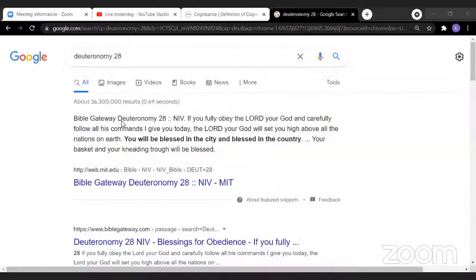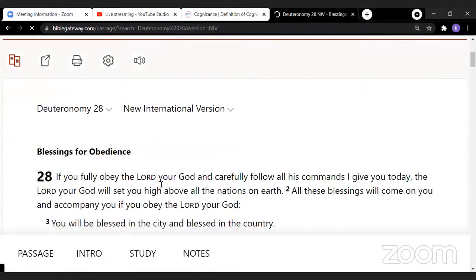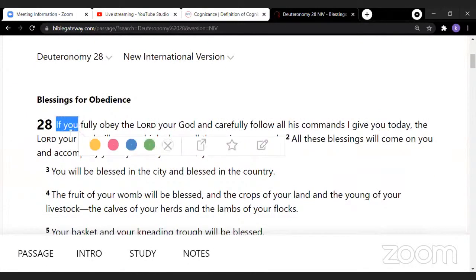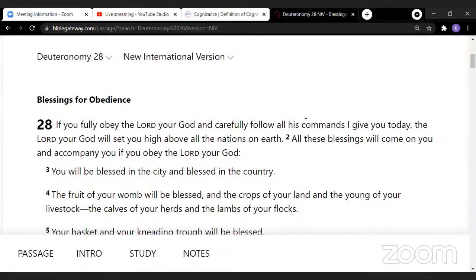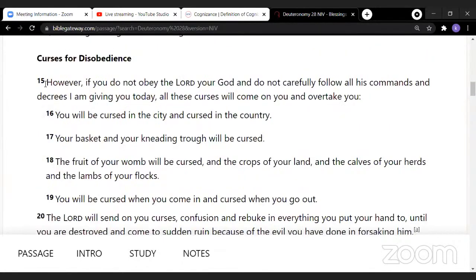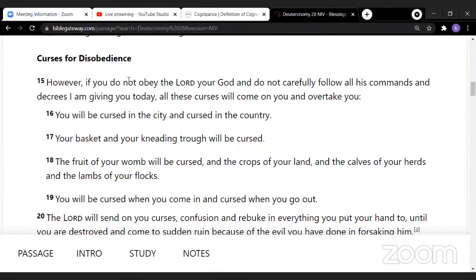So in answer to your question, let's look at Deuteronomy chapter 28 and then chapter 30. See, it's a personal choice, right? So this is the terms of the contract, Deuteronomy 28. If you fully obey, that means you have a choice, right? Verse 15, the curses. However, if you, see, they have a choice. And Deuteronomy 28:15 through 68 is basically Skid Row, right?